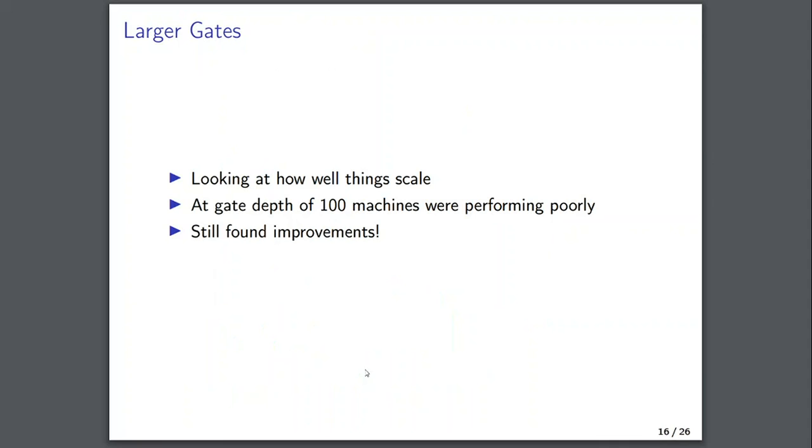Then we're looking at larger gates. So it's important to note, we want to see how well things scale. So we just want to see how this functions. These machines weren't really built to run hundreds of quantum gates in a row. So they did start performing poorly. So we're not looking at absolute error. We want to see relative error. So we did still find improvements, but these are less practically useful.